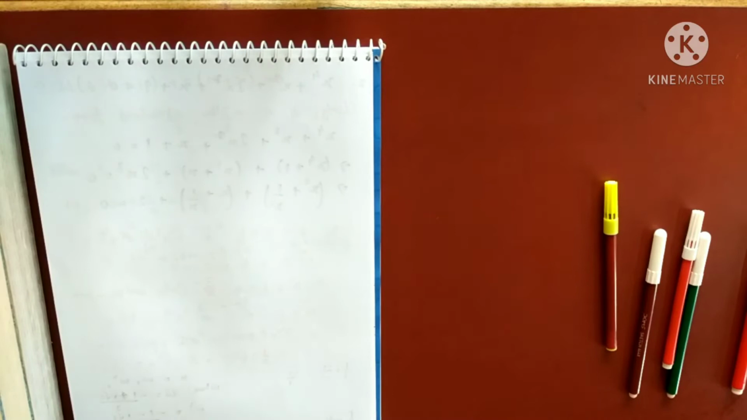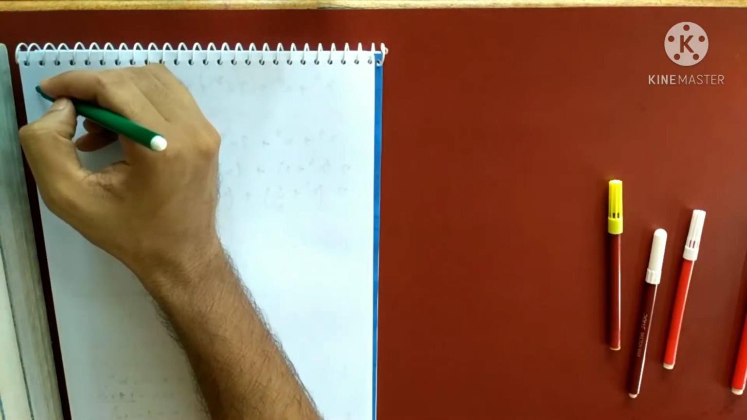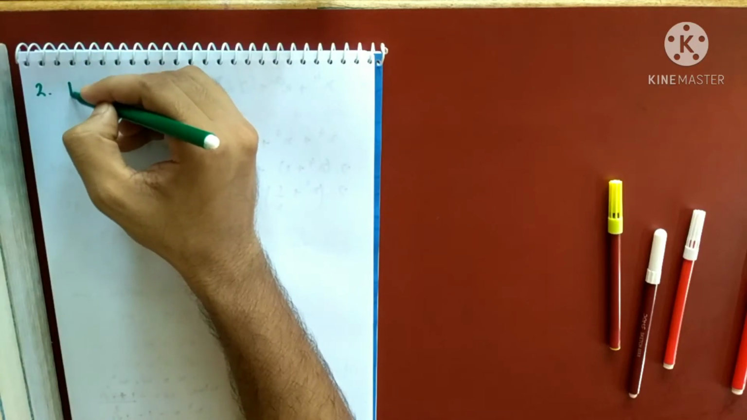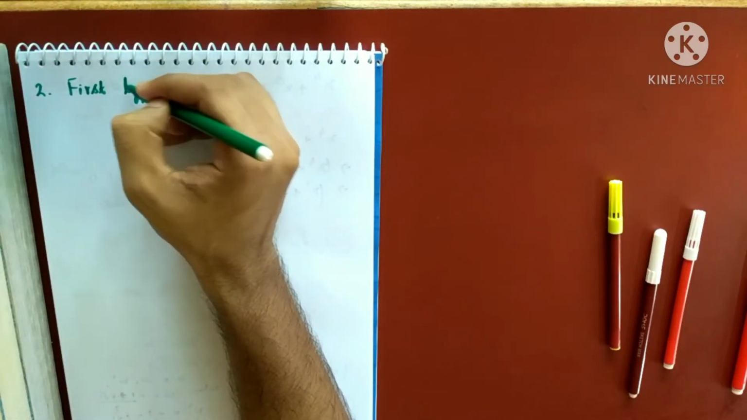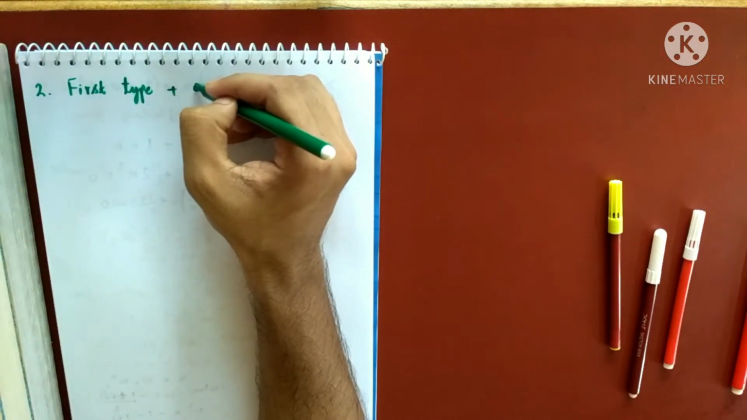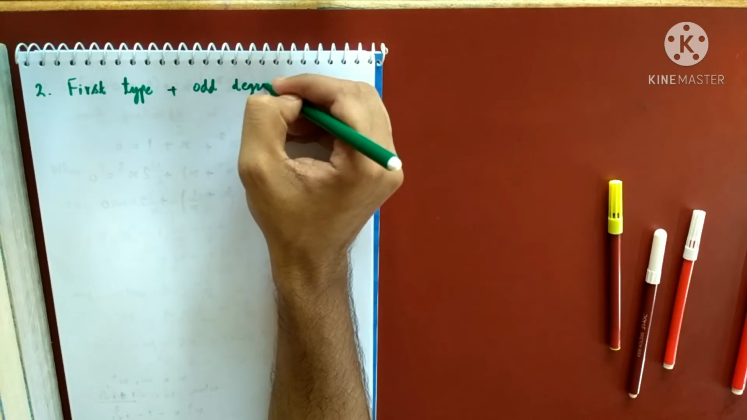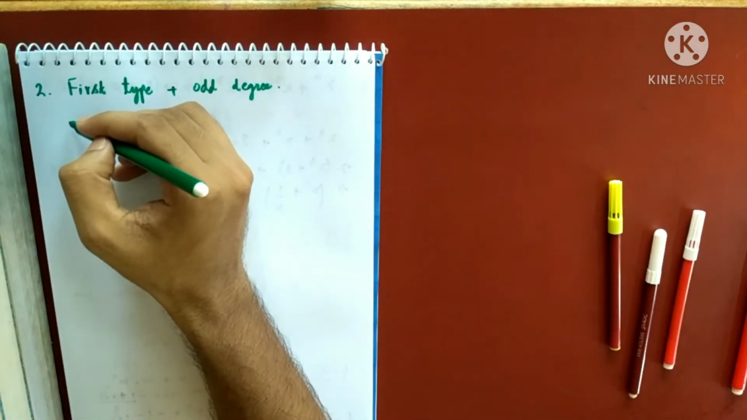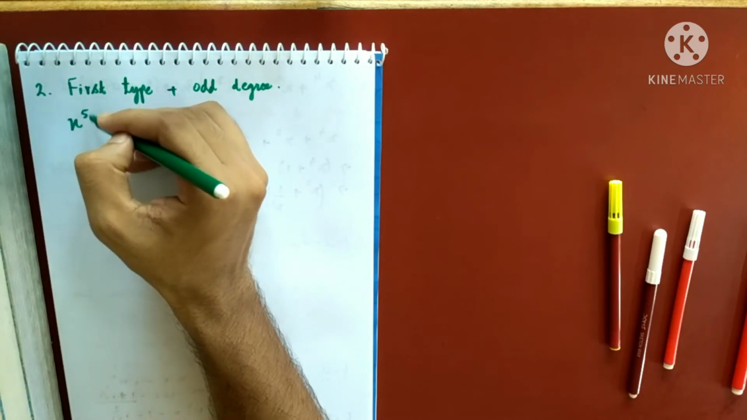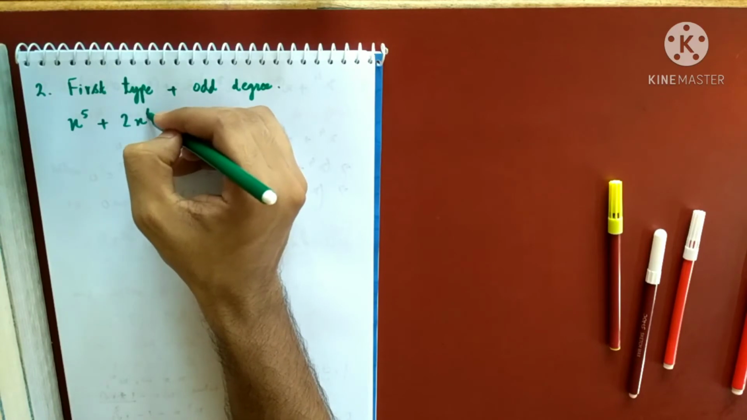Now let's go to the second type. What is the second type? First type and odd degree. So what will happen if I have this? First type and odd degree. So suppose I have this equation. X to the power 5. I'm just writing by myself, okay?